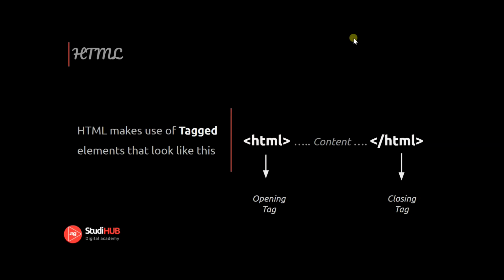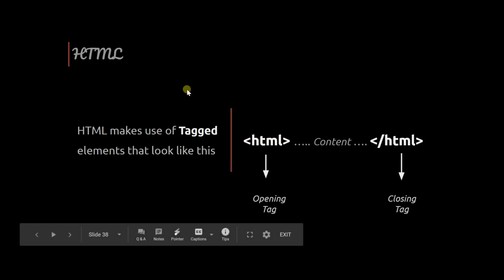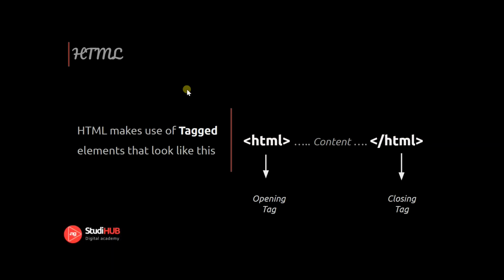Let's see how you can write actual HTML. HTML is made up of tags. These tags tell the browser how it should display the content in a document. It has an opening tag and a closing tag. The content is what is in between the opening tag and the closing tag. So the content that needs to be formatted goes in between this opening tag and closing tag.